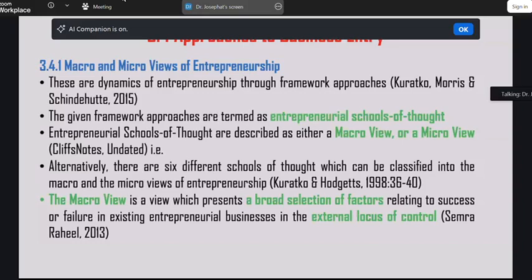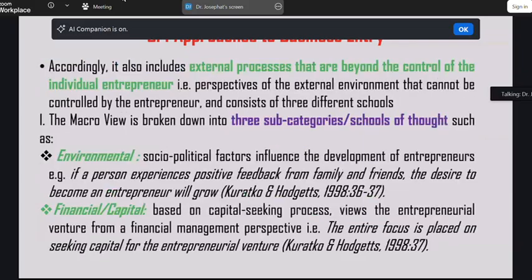the environment itself. So whenever we talk about the macro view, it is viewed as the presentation of a broad selection of factors relating to success or failure in existing entrepreneurial business in the external locus of control. That's the environmental factors, not within the entrepreneurs themselves. So accordingly, it also includes external processes that are beyond the control of individual entrepreneurs. That is the perspective of external environment that cannot be controlled by entrepreneurs, and it consists of three different thoughts. The macro view is broken down into three subcategories or schools of thought.